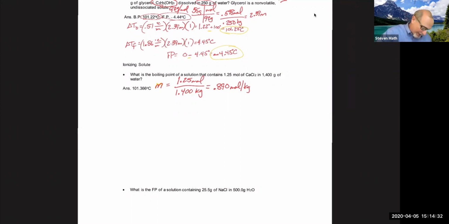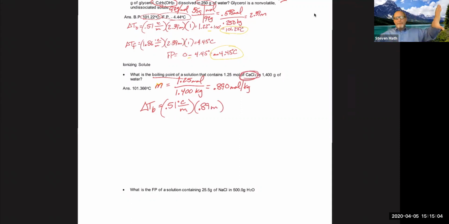What do we do with that? Well, it's a boiling point problem. So delta TB, and it's still in water. Water is my solvent. I think we still have one more with water. Then we're going to have one that doesn't use water for a solvent. But right now it's going to be 0.51 times 0.89 molal. But now look at this CaCl2.